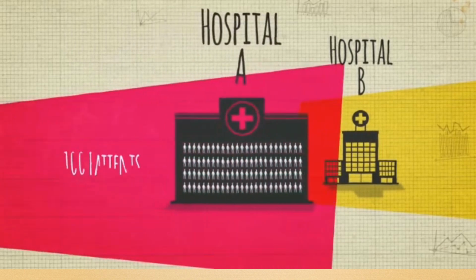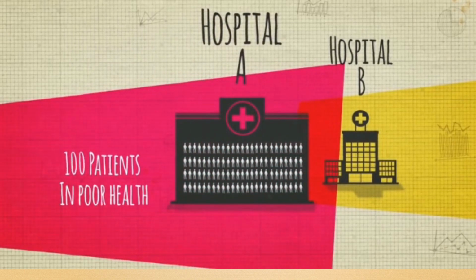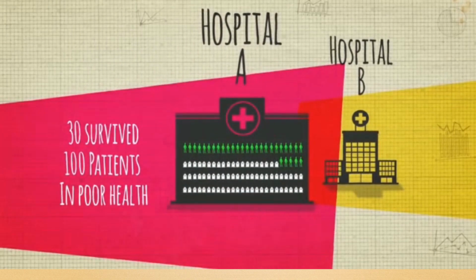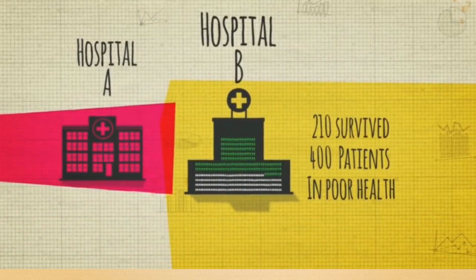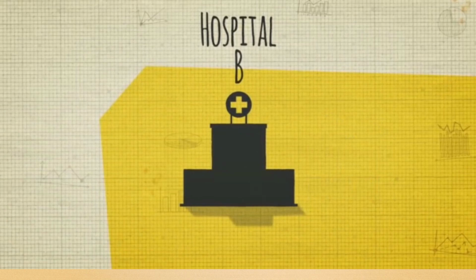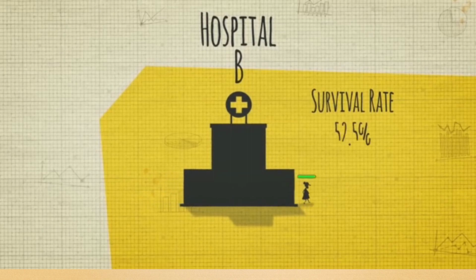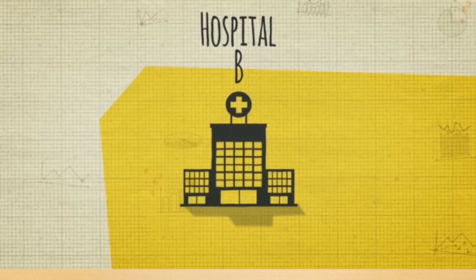Hospital A had only 100 patients who arrived in poor health, of which 30 survived. But Hospital B had 400, and they were able to save 210. So Hospital B is the better choice for patients who arrive at hospital in poor health, with a survival rate of 52.5%.